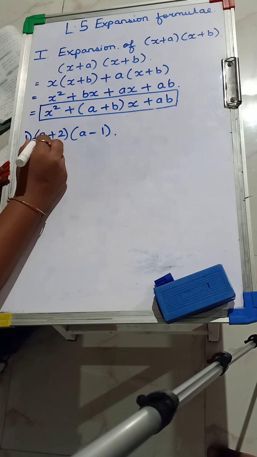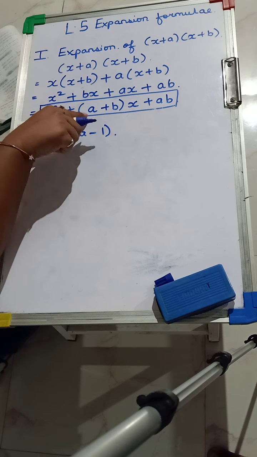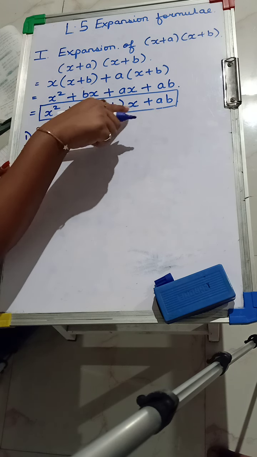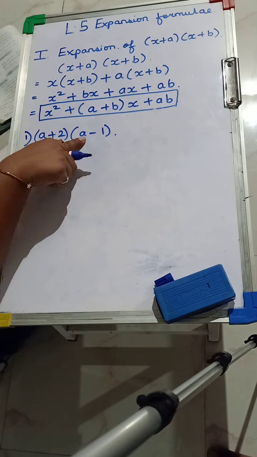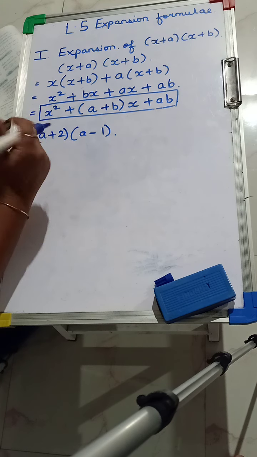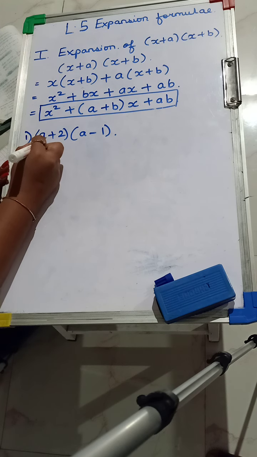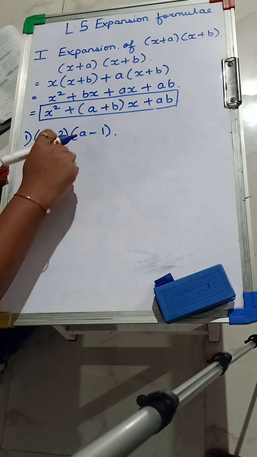So now here you are going to take, you know what the formula is? x square plus (a plus b)x plus ab. So your x square is what? This is x, and that is a, which is common for both the brackets. So this is your x square. So x square plus, we have to take a common here.